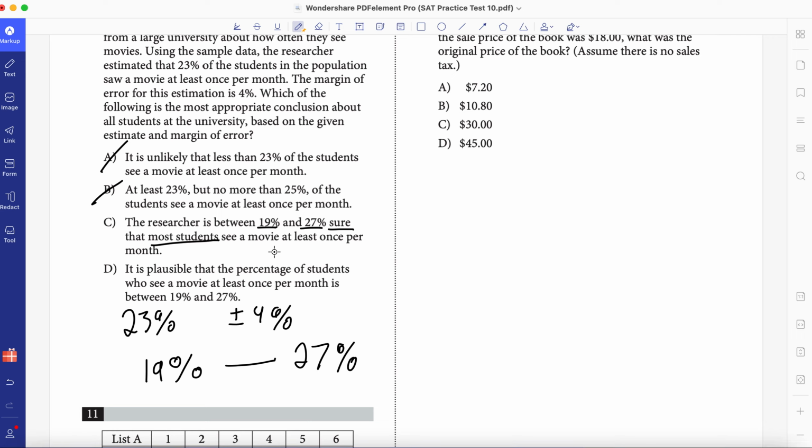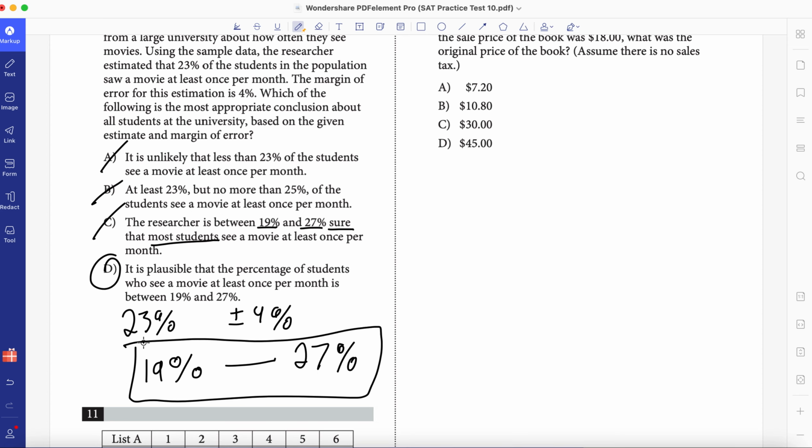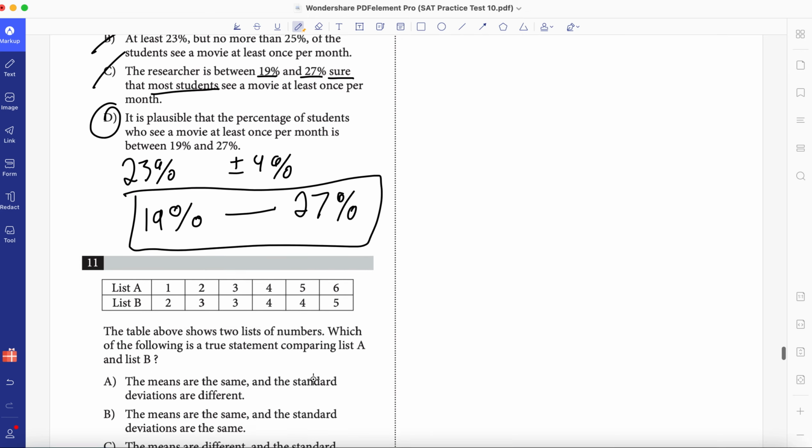So he's confident, or let's reword it, he's confident that his data is correct by 19% to 27%. That he knows that, okay, I'm between 19% to 27% sure that most students see a movie. That's incorrect. C is just wrong. So by elimination, D is correct, but let's look at it. It is plausible that the percentage of students who see a movie at least once per month is between 19% to 27%, which is what we got because he got 23%, but he has a margin of error of 4%.